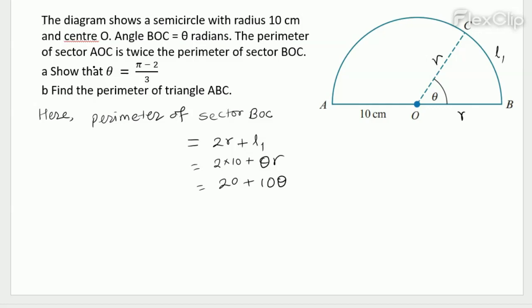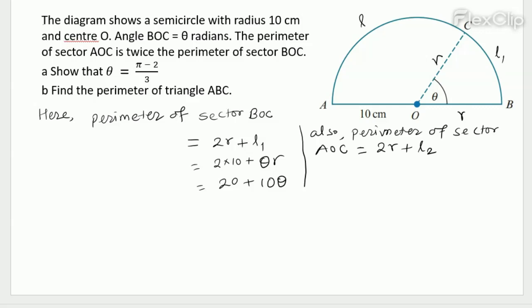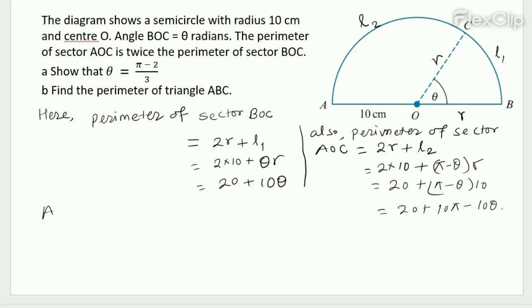Similarly, the perimeter for sector AOC is two times R plus L2, that is 2 times 10 plus L2. L2 is theta times R, and here theta is pi minus theta, so pi minus theta times R, that is 20 plus 10 times pi minus theta. So the perimeter of sector AOC is 20 plus 10 pi minus 10 theta.